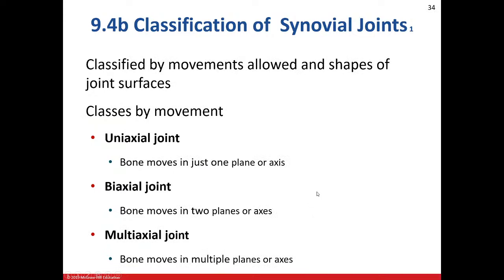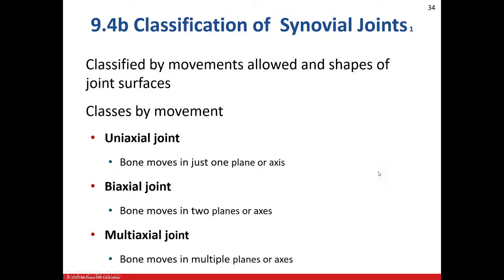So a uniaxial joint would be something like a hinge joint, like let's say the joint between your distal and proximal phalanges in the thumb. You can move the tip of your thumb forward and back at that joint, but you can't move it in any other directions. If you're moving your thumb left and right, you're doing that at a different joint. You're not doing that at the joint between the proximal and the distal phalanges.